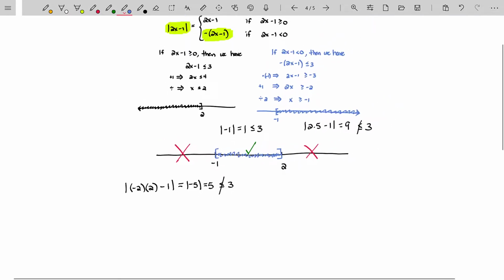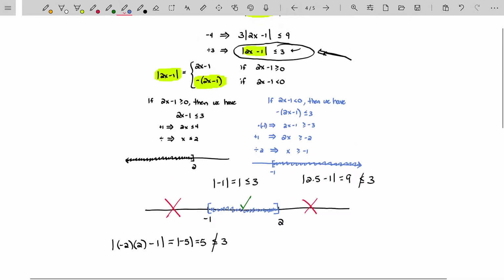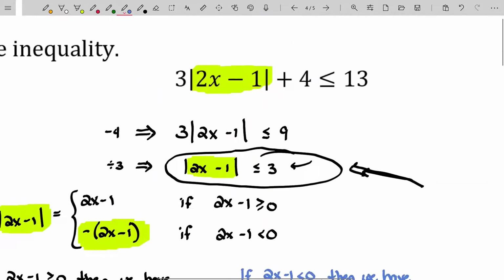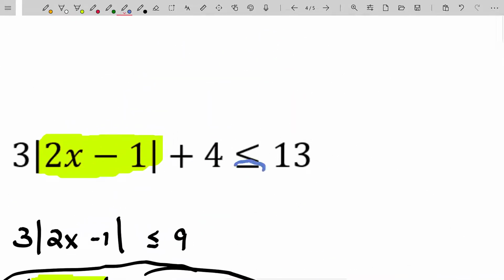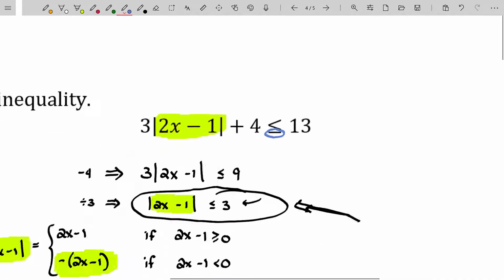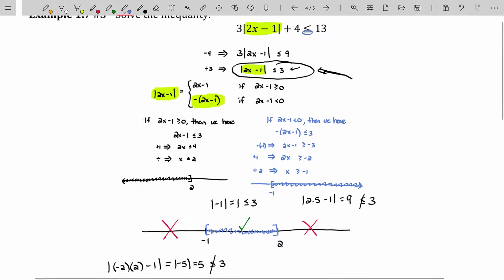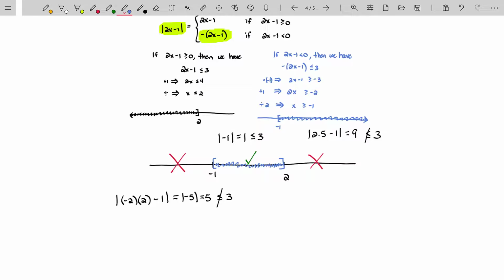Now I can include the edges because we are asking when is this less than or equal to. That or equal to means that I can include those edges. And again, when you're answering an inequality question, you generally want to answer using interval notation. So our solution would be the interval from -1 to +2, including both endpoints.